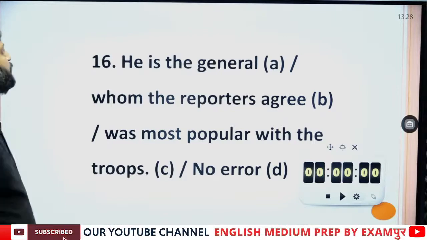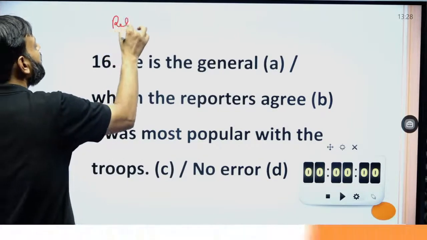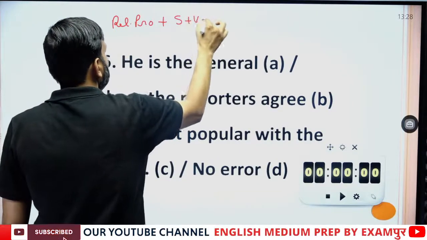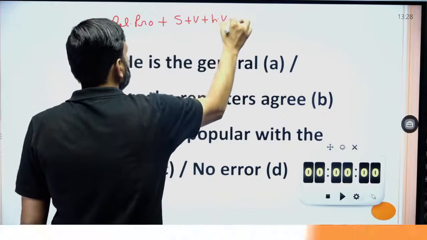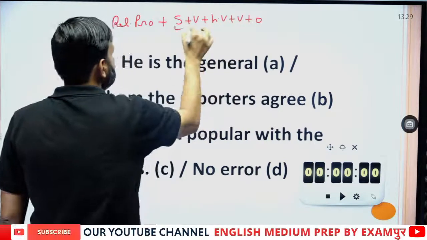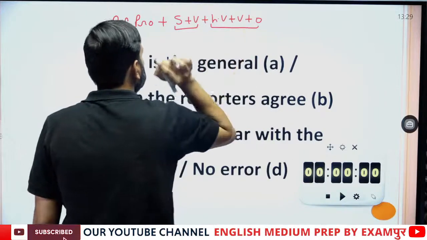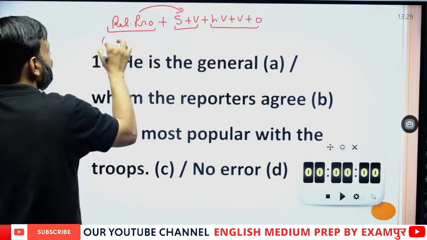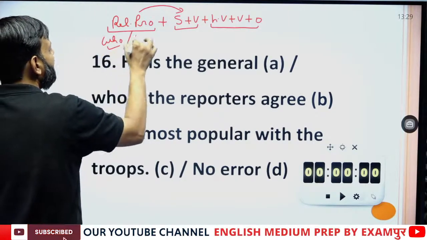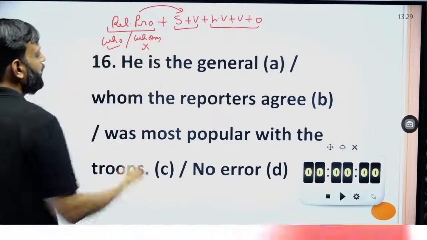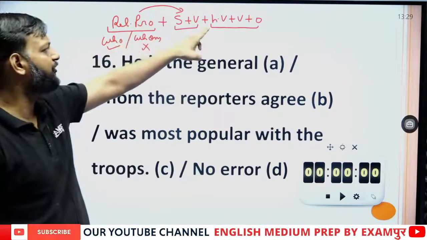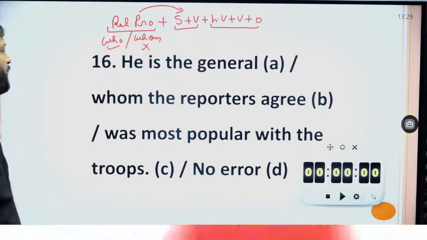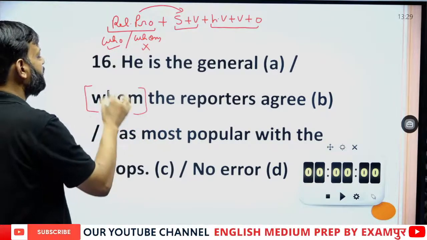See, yesterday I told you that if a relative pronoun is followed by subject plus verb, then helping verb plus object, this relative pronoun will always be who. It can never be whom. So if a relative pronoun is followed by this structure, it should always be who and never whom. Here we have whom, which is a relative pronoun.